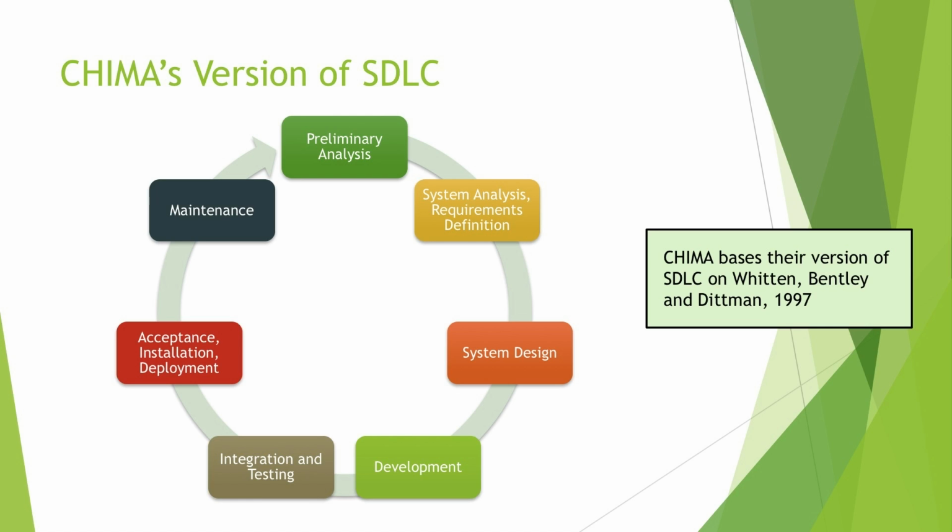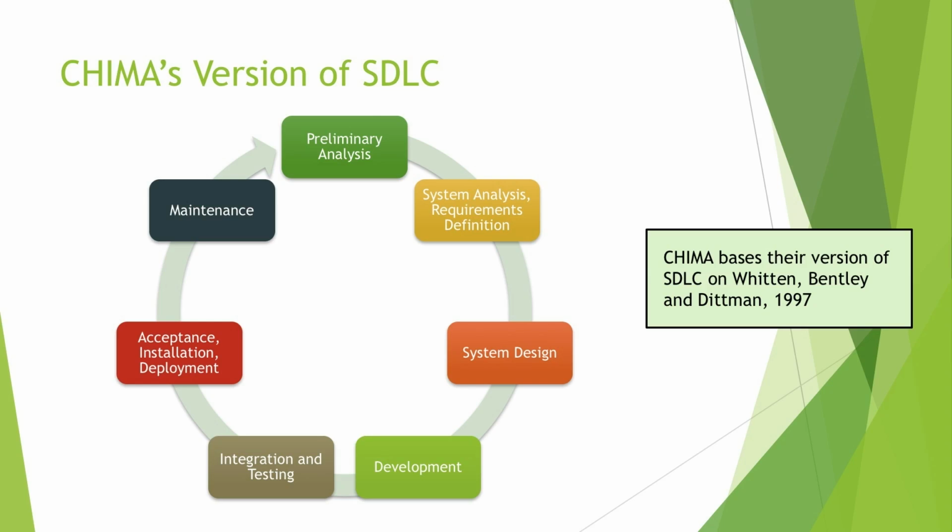You'll notice that each of these different areas are color-coded. As we move through and talk to them each in detail, you can align the colors to make it easier for you to determine where we are in the cycle. So in Chima's version of SDLC, we start with preliminary analysis. We're saying start in this case, but really because it's a cyclical model, you could start anywhere in the model. But first step, preliminary analysis. Then you do a more detailed system analysis and a requirements definition step.